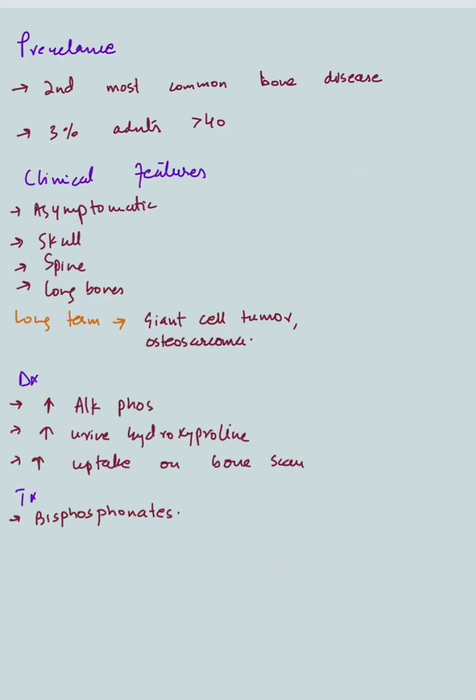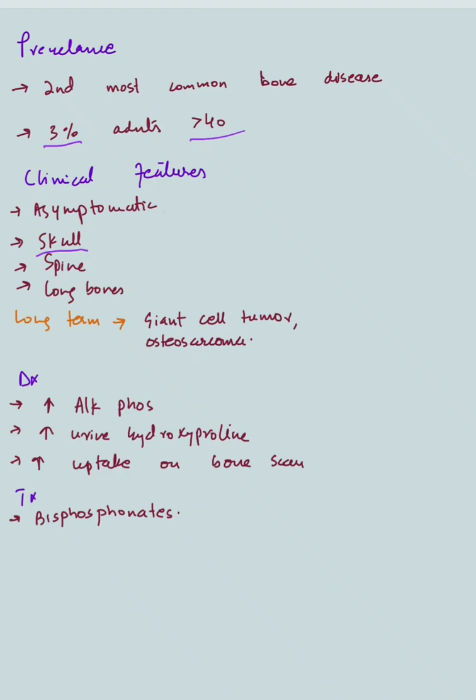So the prevalence of Paget's disease of the bone is that it is the second most common bone disease. Remember, the most common bone disease is osteoporosis. The prevalence here is that it occurs in 3% of adults aged greater than 40. So that's significant. Coming to the clinical features, it's usually asymptomatic. It's most commonly just asymptomatic, but if symptoms do occur, it usually affects the skull, the spine, and the long bones. So let's talk first about the skull.